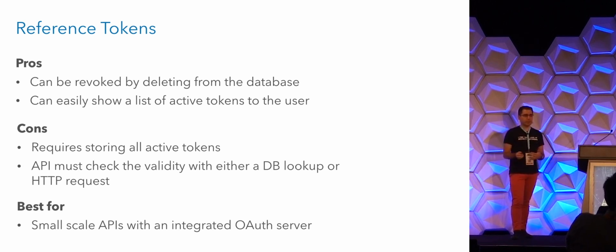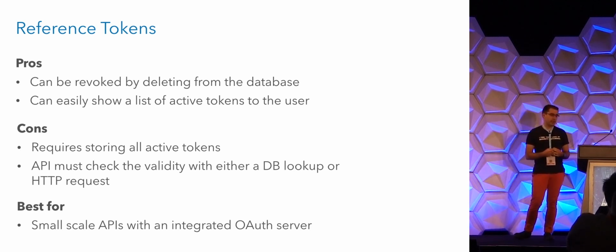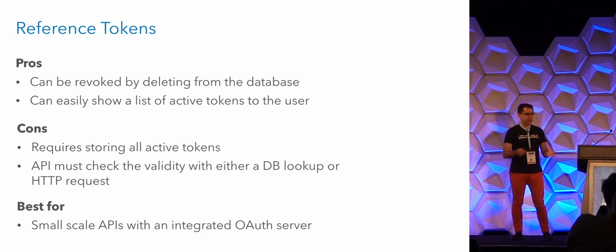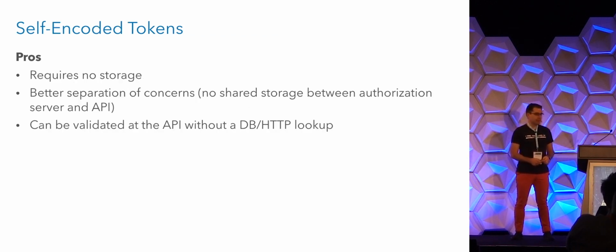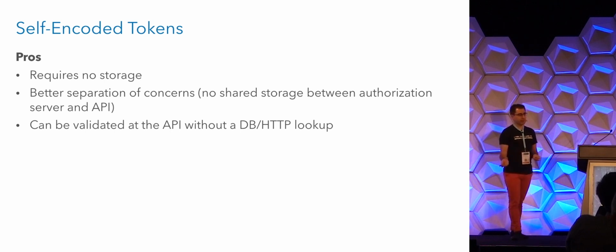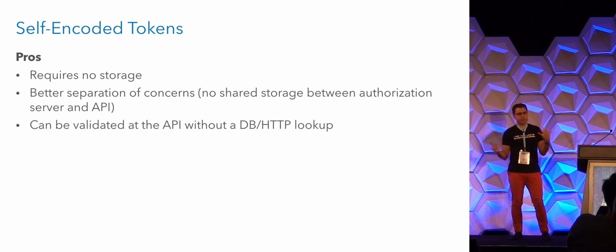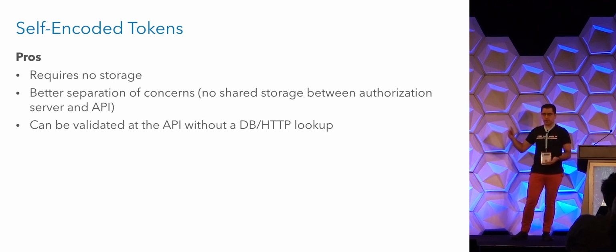But these drawbacks start to become a real problem if you're building a larger scale system, and then also it's not even really feasible if you're using an external OAuth server as a service. So self-encoded tokens have a couple of really important properties as well. They don't need to be stored anywhere because everything about the token that you care about lives inside the token string. It means that you have better separation of concerns, so your APIs no longer need shared state with your authorization servers. It also means your APIs can validate tokens without calling back to the OAuth server that generated them, because they're self-encoded and they say whether or not they're valid right there.